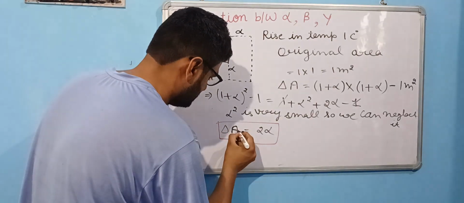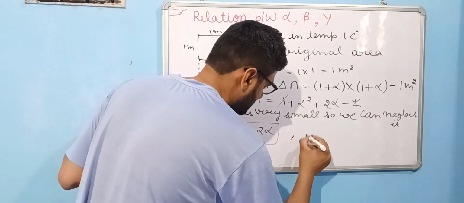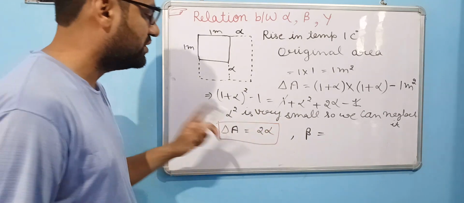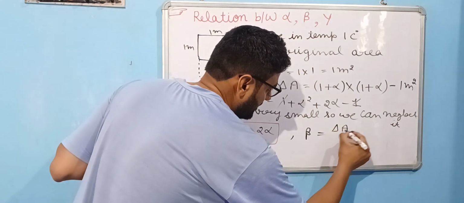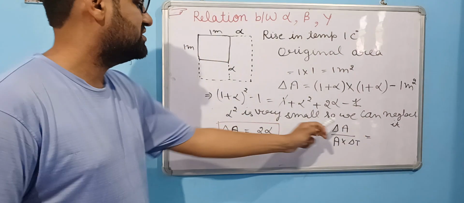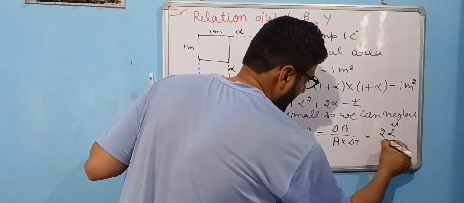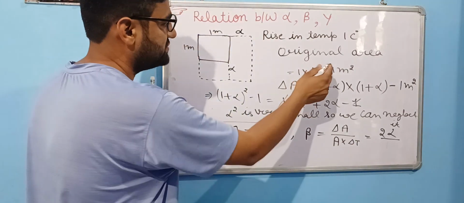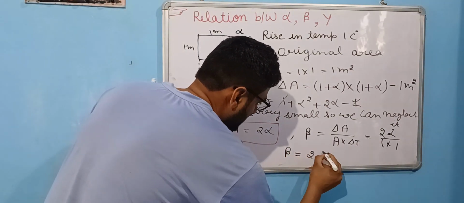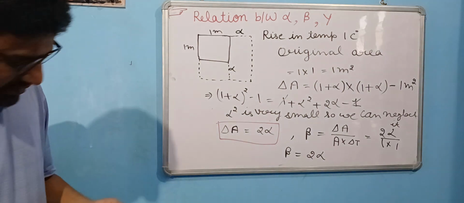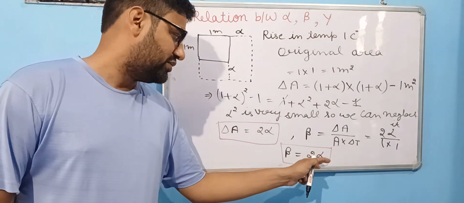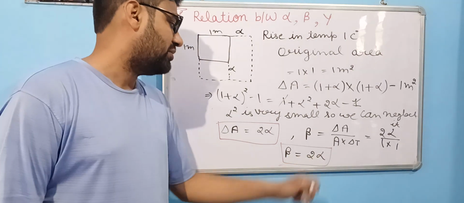And now we will find beta. We defined beta in the previous video: it is equal to change in area upon original area into change in temperature. What is the change in area? Change in area is 2 alpha, as we have found here. Original area is 1 meter square, and change in temperature is 1 degree Celsius. So beta will be equal to 2 alpha. So this is the relation between alpha and beta, that is, the thermal coefficient of areal expansion will be equal to 2 times the thermal coefficient of linear expansion.